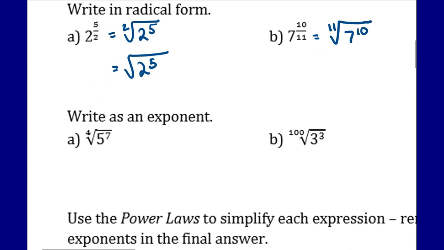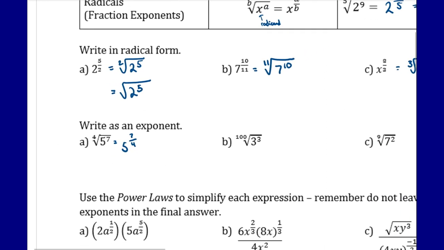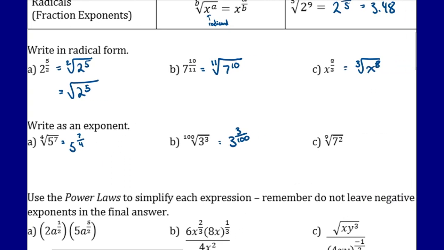Here we're just going to write these as exponents, going in the other direction. Our base is 5, 7 is our numerator, 4 is our denominator: 5 to the power of 7 over 4. The next one, the 100th root of 3 to the power of 3. So we're going to have 3 to the power of 3, our numerator, divided by 100. And lastly, the 9th root of 7 squared, so 7 to the power of 2 divided by 9.